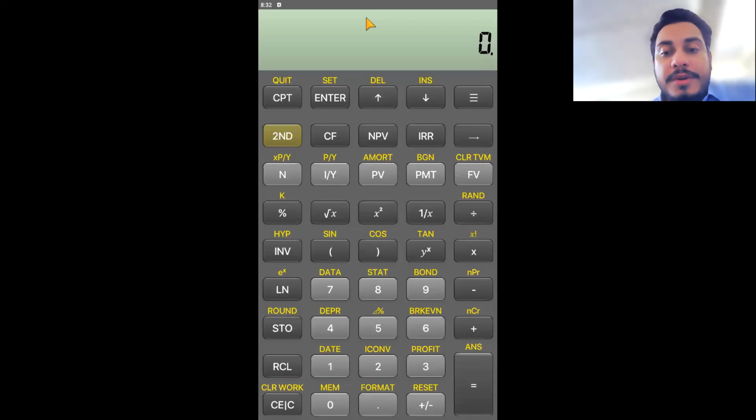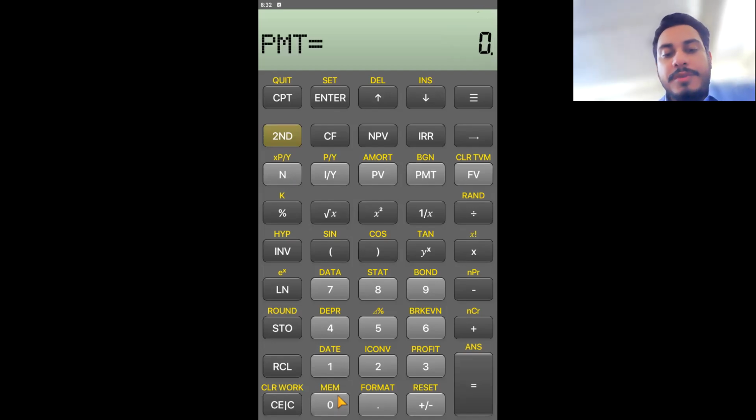The first thing we need to do is clear TVM. I'll click second and clear TVM so that the inputs of the old questions are removed. Now it is up to you in which order you want to input it. It doesn't matter if you input N first or PV first. I is 9, so I'll enter the digit first, then I/Y. 1,000 is the future value, then I'll click FV. 5 is N, I'll click 5, then N. Payment remains 0.